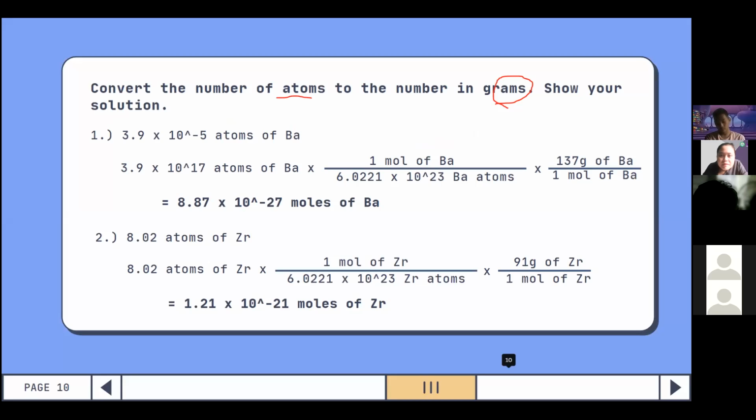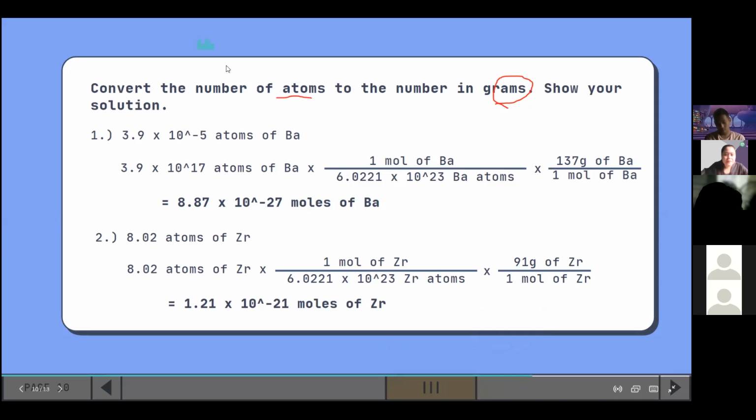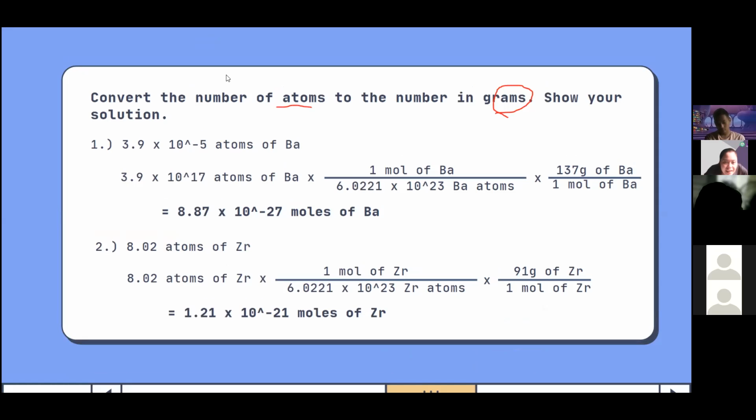Okay? Sige, let's check. 3.9 times 10. Ay, ano ba talaga ang totoo dito? Negative 5 or 17? Kindly check. Paki-check ano dapat dyan ang given. Ma'am, sorry na typo talaga, ma'am. Negative 5 po.